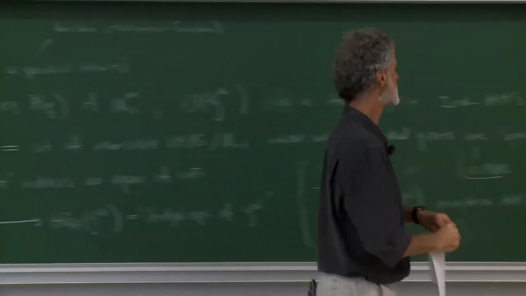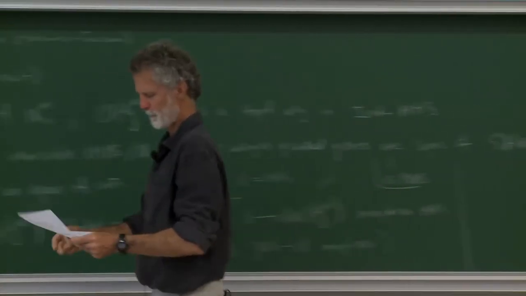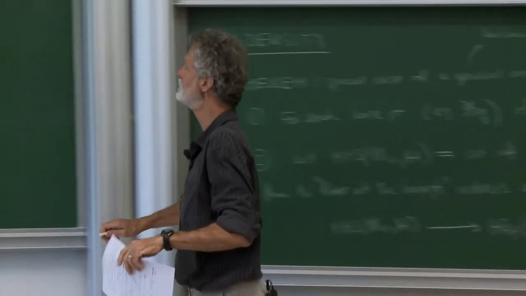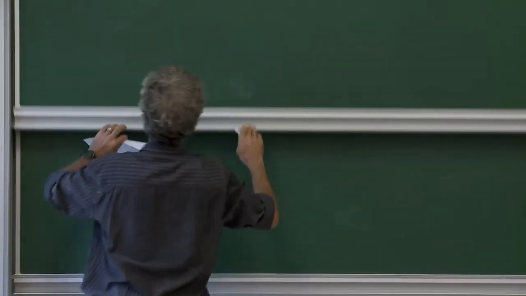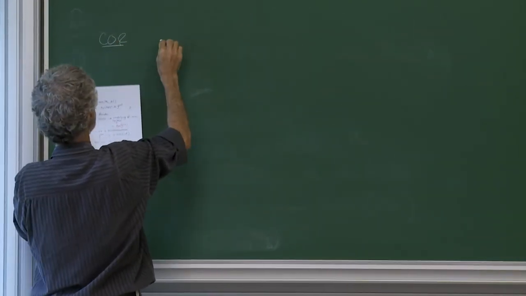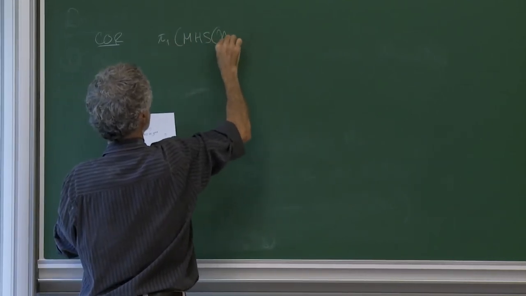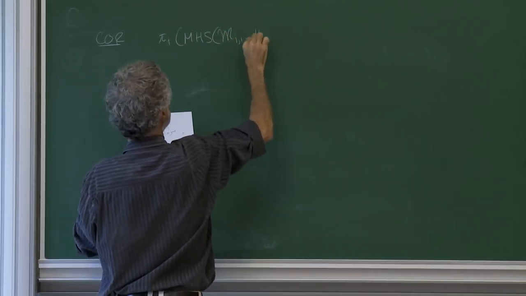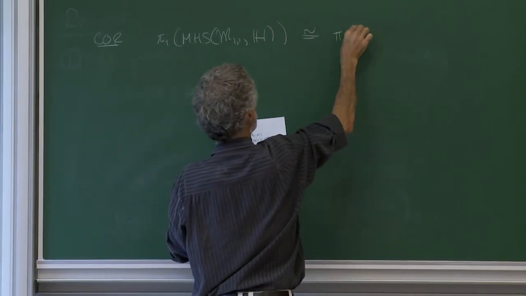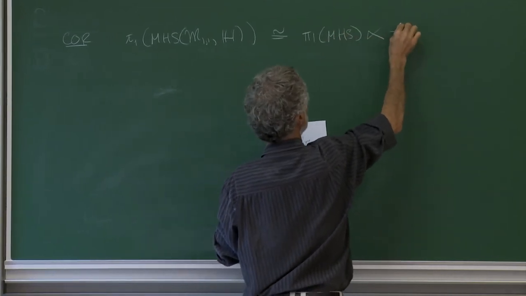And so let me restate this in another way. The corollary is that pi_1 of MHS(M_{1,1}) is isomorphic to pi_1 of mixed Hodge structures semi-direct product G^{rel}.